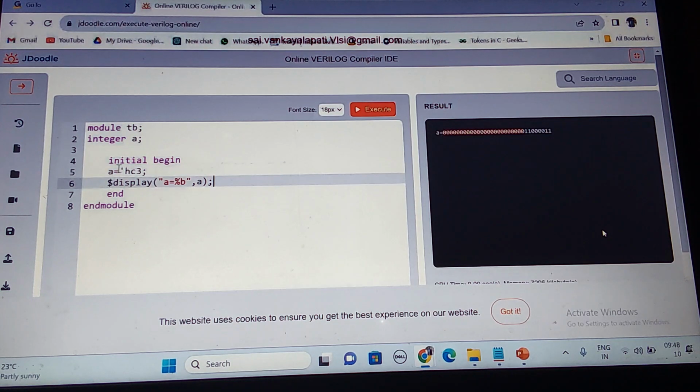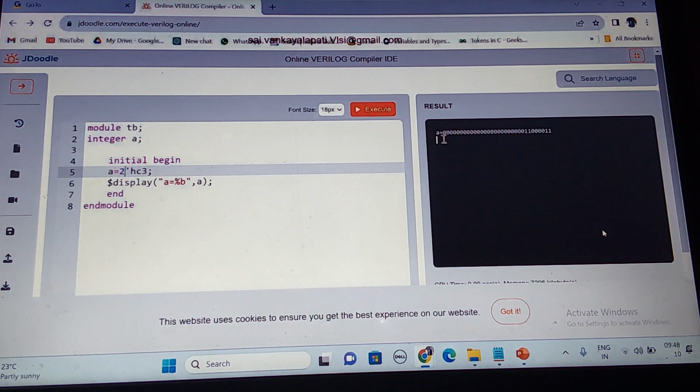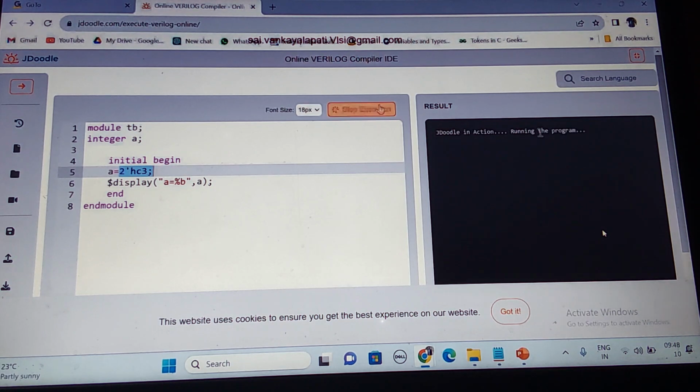You understand? I'm not representing any size. Suppose I'm representing a size of 2. Now it is a sized number specification, right? Now how many bits is it going to take? Only 2 bits. Now what is my result? 1 1. All remaining bits are zeros, right? So what type of number specification am I using? Sized number. So this will be stored as 1 1. All remaining bits are zeros.